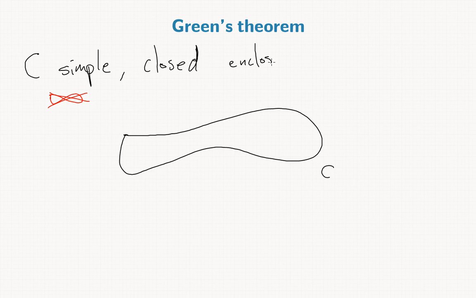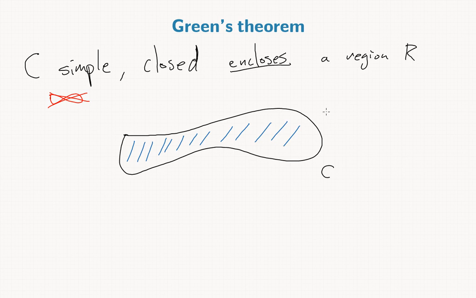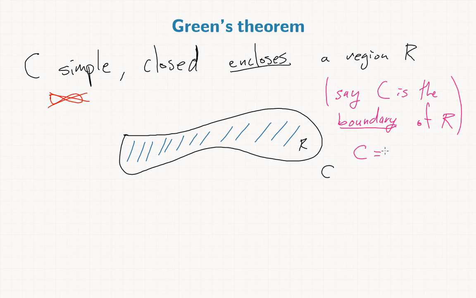Now, a simple closed curve encloses a region R. So we can unambiguously talk about the inside, or the interior of, or the region enclosed by C. So we sometimes say that C is the boundary of R. And sometimes this is written, I don't think we'll use this notation in this course, C equals partial R, although it's, of course, a different kind of partial than partial derivative.